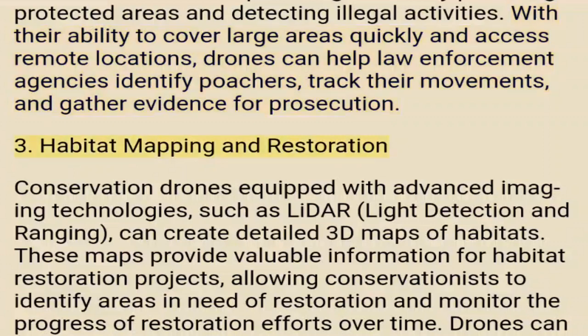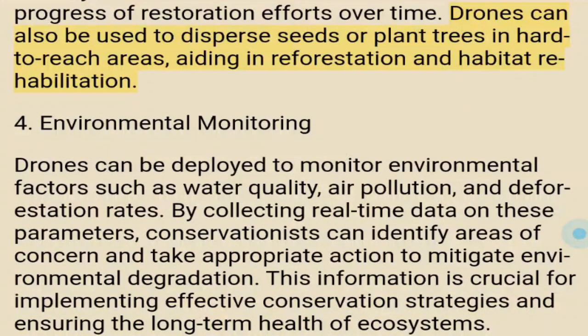3. Habitat mapping and restoration. Conservation drones equipped with advanced imaging technologies, such as lidar, light detection and ranging, can create detailed 3D maps of habitats. These maps provide valuable information for habitat restoration projects, allowing conservationists to identify areas in need of restoration and monitor the progress of restoration efforts over time. Drones can also be used to disperse seeds or plant trees in hard-to-reach areas, aiding in reforestation and habitat rehabilitation.